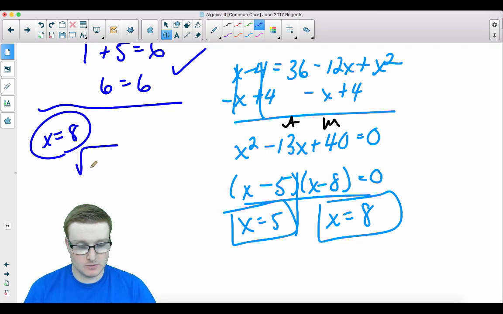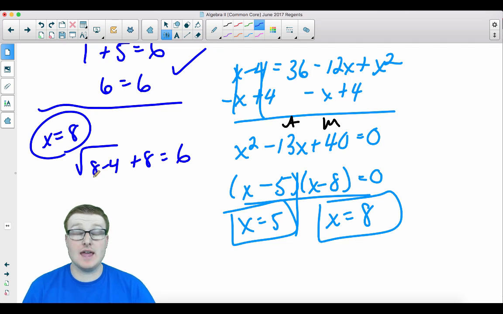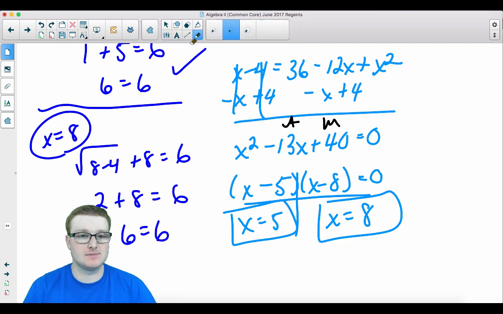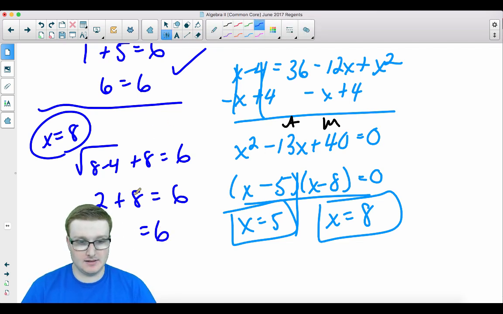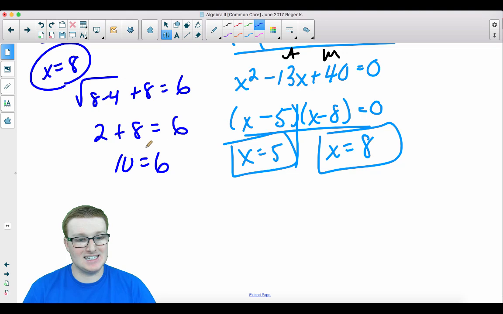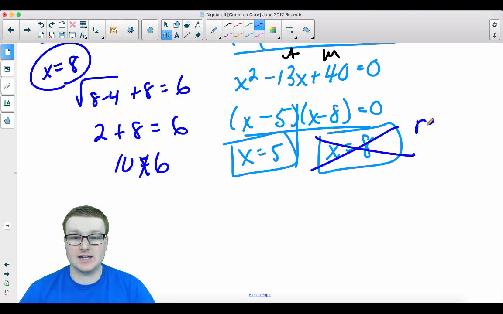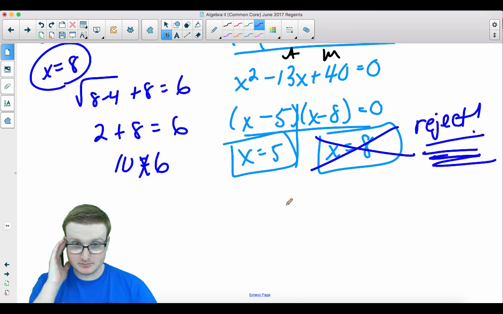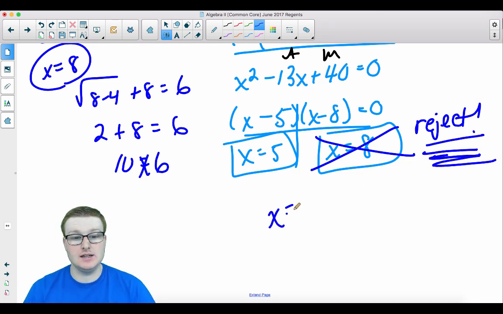Let's try x equals 8. So we have the square root of 8 minus 4, plus 8 equals 6. Square root of 8 minus 4, that's the square root of 4, which is 2, plus 8 equals 6. Does 6 equal 6? No, I'm sorry. Does 10 equal 6, I meant to say. Does 10 equal 6? And it does not. So this answer blows up. Reject it. It's extraneous. Reject it. So your answer, folks, is x equals 5.